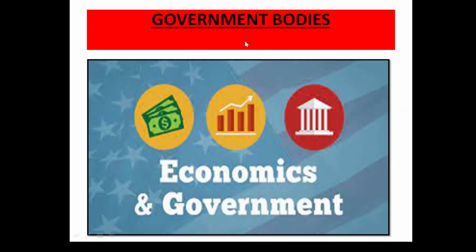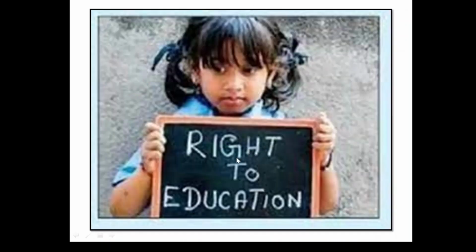Then what about the government bodies? It is very essential for the government to earn revenue. And why? In order to build, maintain and develop the economy, the government frames certain policies to earn the revenue. For example, the revenue earned by the government will be used for education and other necessities like providing houses for poor people, like we have seen the Pradhan Mantri Awas Yojana. Right to education means providing free and compulsory education for poor children who cannot afford education expenses.